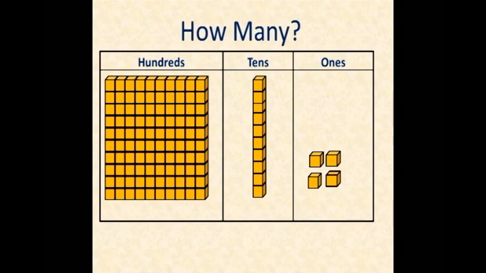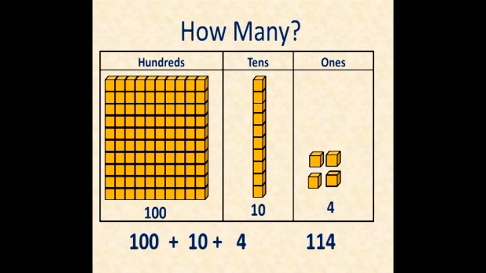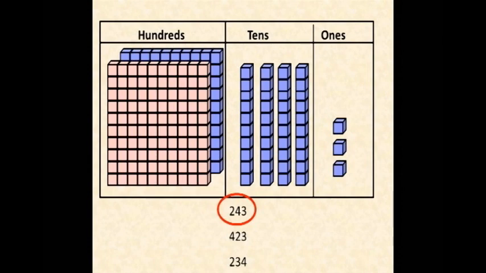Can you tell from the blocks here what number this is? There is 100, 10, and 4 ones. So our number would be 114. Here's another example. We have 2 sets of hundreds blocks here, 4 tens and 3 ones. So our number is 243.